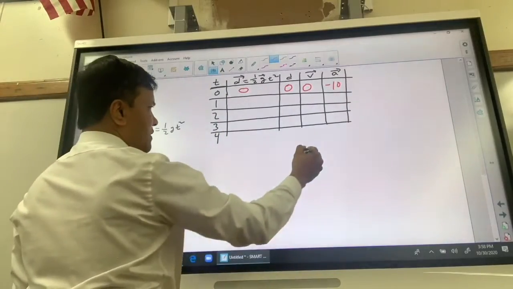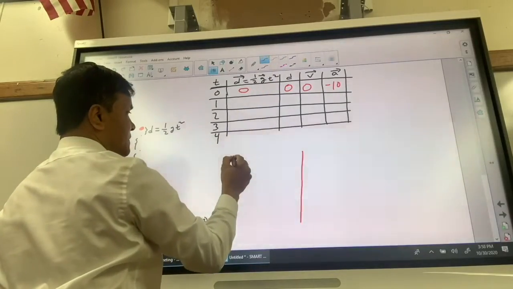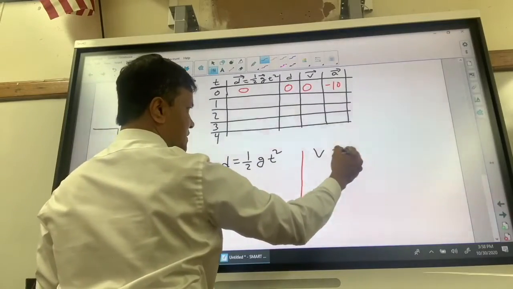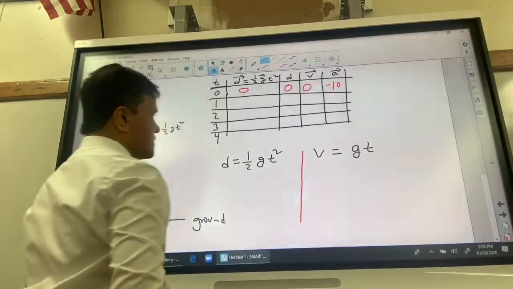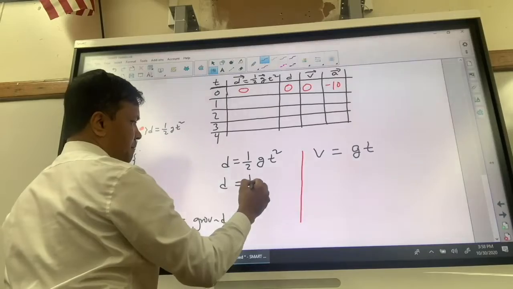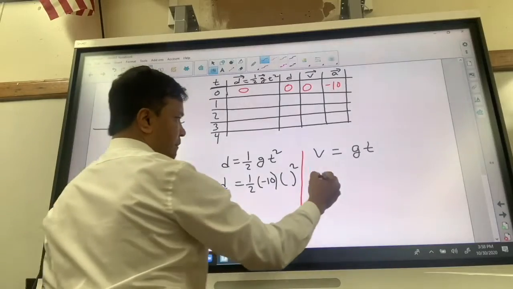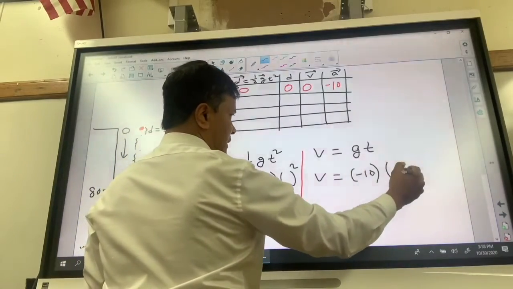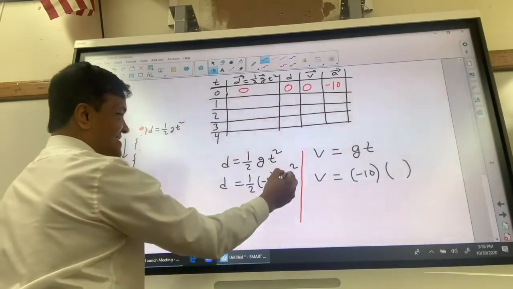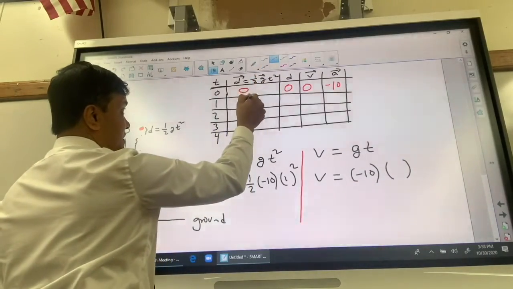Now, let's do the 1. So I'm going to write these two formulas over here. One is velocity, one is displacement. Displacement is, and the velocity is. So we want to know at the end of 1 second. At the end of 1 second it is negative 5. So we write negative 5.